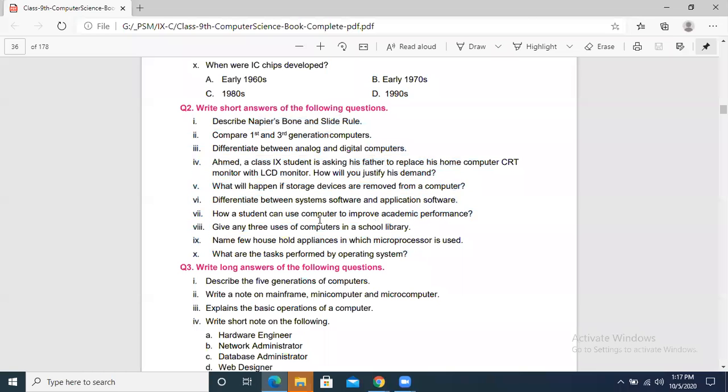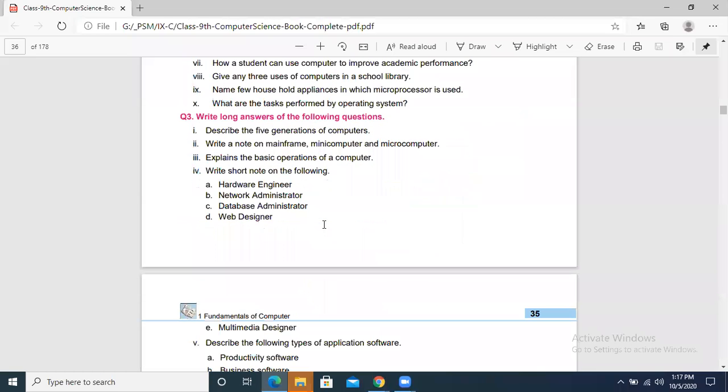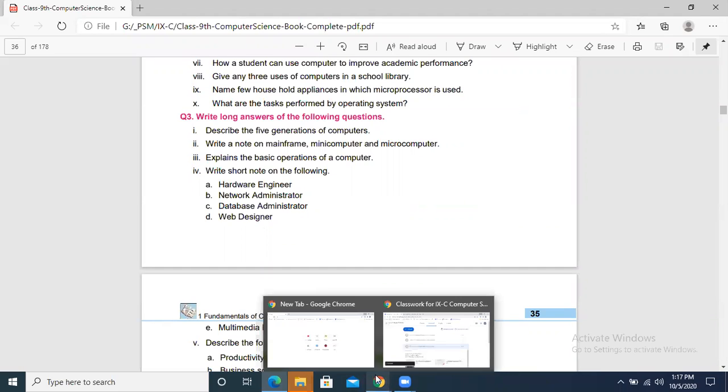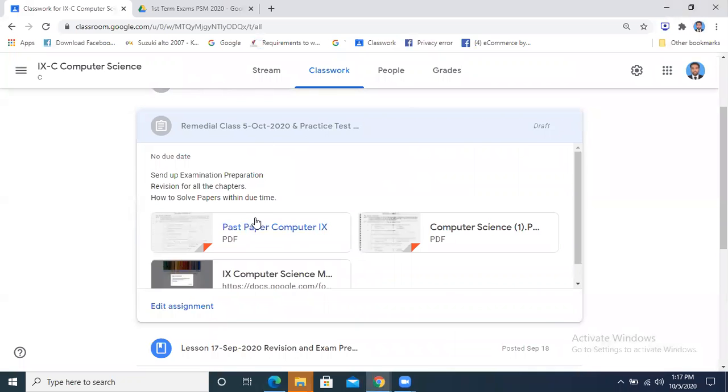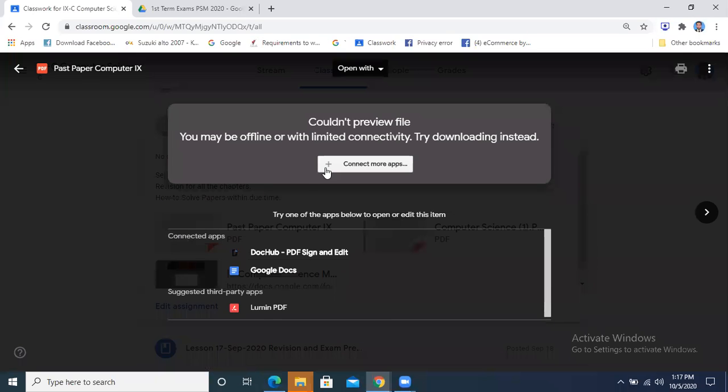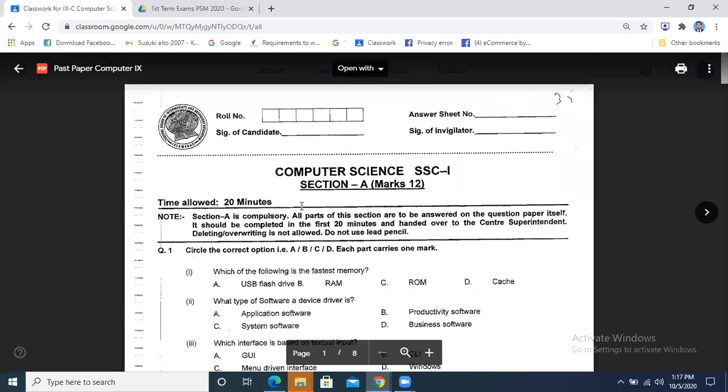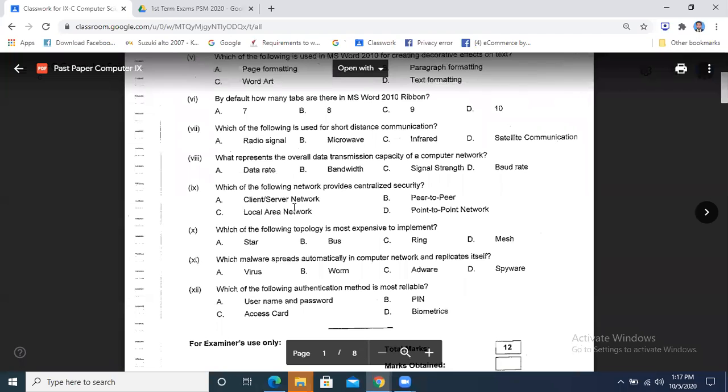Okay, so please raise your hand if you have any question. One important thing that I would like to ask you: when you have the paper, you need to be very careful about the time.